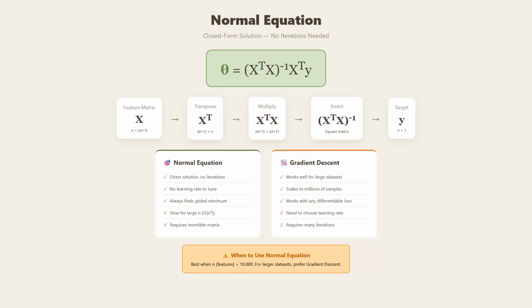Sounds perfect, right? Well, there's a catch. Matrix inversion has a computational complexity of O of n cubed, where n is the number of features. For datasets with tens of thousands of features, this becomes prohibitively slow. Also, the matrix X transpose X must be invertible, which can be a problem with highly correlated features. So here's the rule of thumb. Use the normal equation when you have fewer than 10,000 features and gradient descent when working with larger datasets or when you need online learning capabilities.